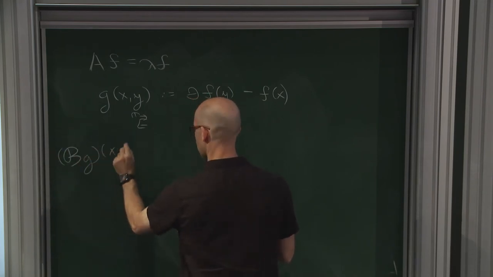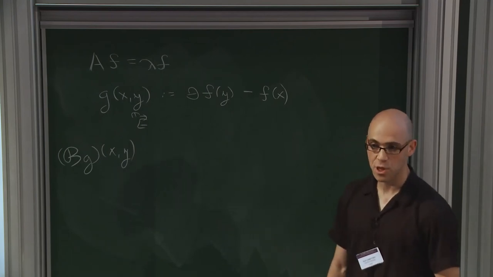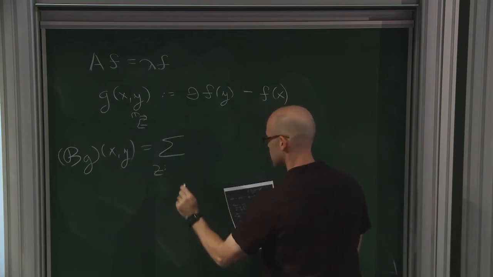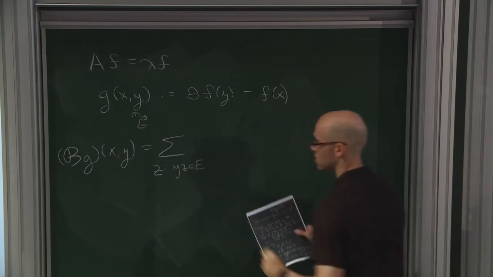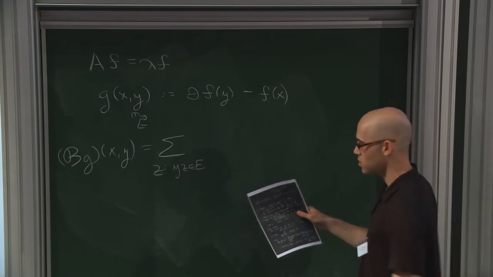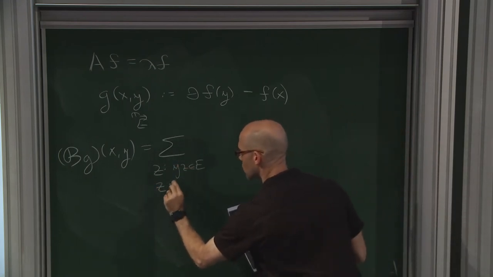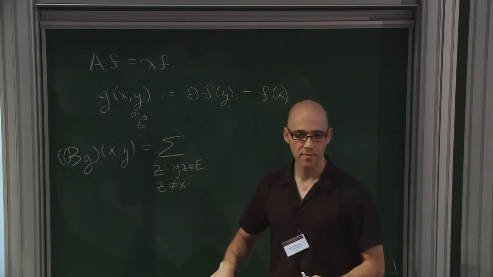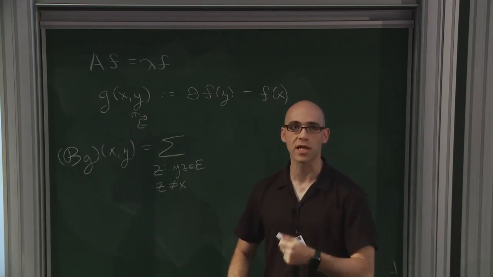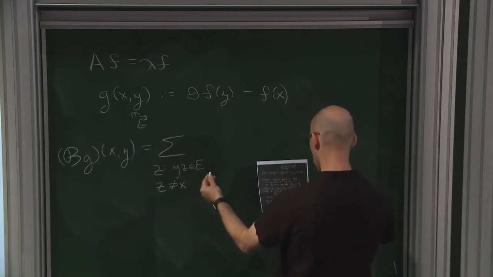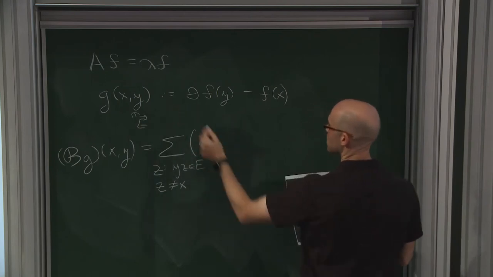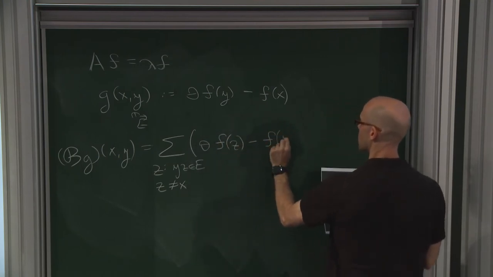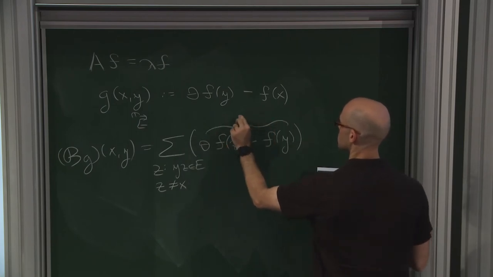Now I'll just verify very quickly that this is an eigenfunction. So what is B times g of xy? I'm summing over z such that yz is an edge, non-directed, just a simple edge, and I want z to not be x. This is where the operator B would send xy to an edge yz such that z is not x. And now what do I need to do to that one? Well, I need to apply g on yz. So it is theta of f(z) minus f(y). This is g of yz.